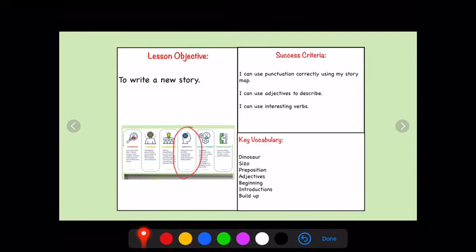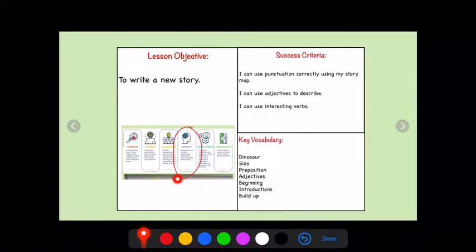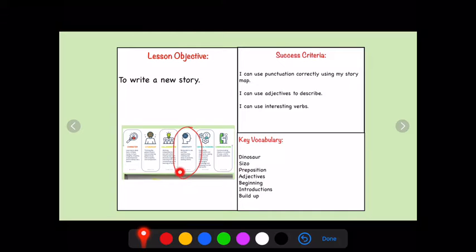So our lesson today, we are learning to write a new story, and you will be successful in this lesson because you will use the correct punctuation in your story and the ones that you're using from your story map or your story plan. You will also be able to use adjectives to describe and interesting verbs so that we can really enjoy this story. The skill that we are using from our student learner profile is creativity. We are using this because we want to be able to see and take opportunities to create something new, to share our ideas with others.